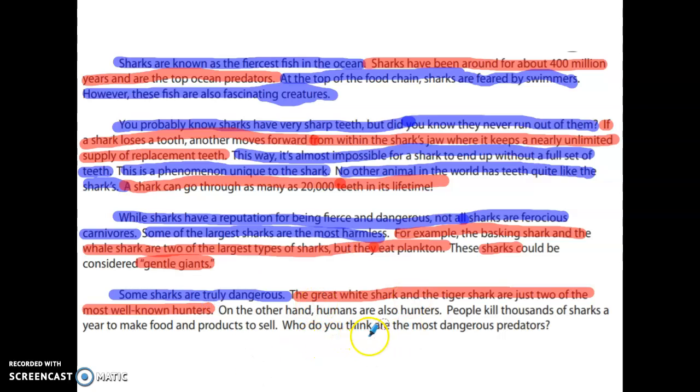On the other hand, humans are also hunters. People kill thousands of sharks a year to make products and to sell food. Who do you think are the most dangerous predators? This is all author's opinion. It's true, but it's got a lot of bias in there.